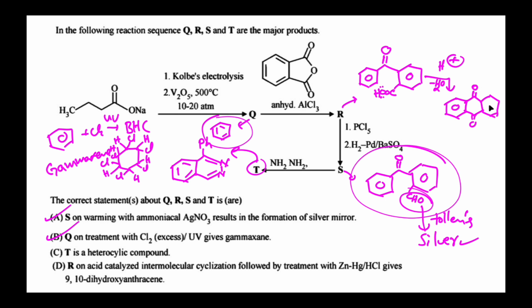Then further it is treated with zinc amalgam, Clemmensen reduction, Zn-Hg and HCl. What happened? The CO becomes CH2. But they gave 9,10-dihydroxy. No, this is 9,10-dihydroanthracene. So this is the wrong option. The correct option is A, B, C.